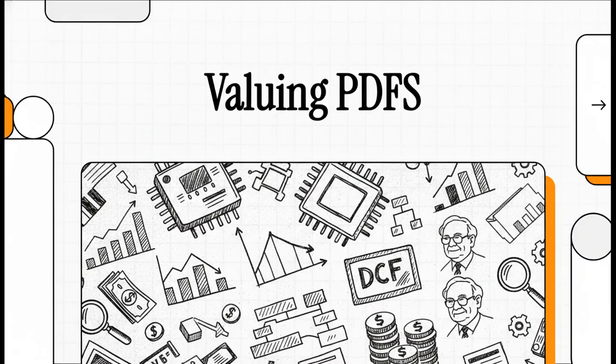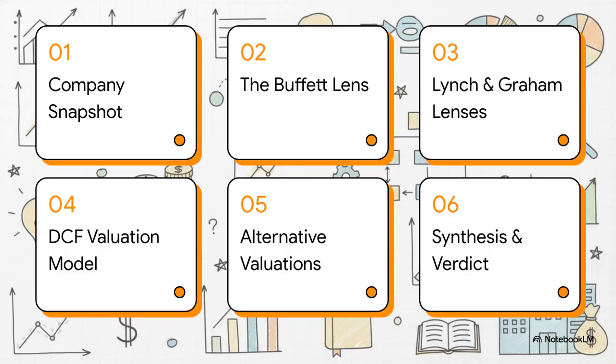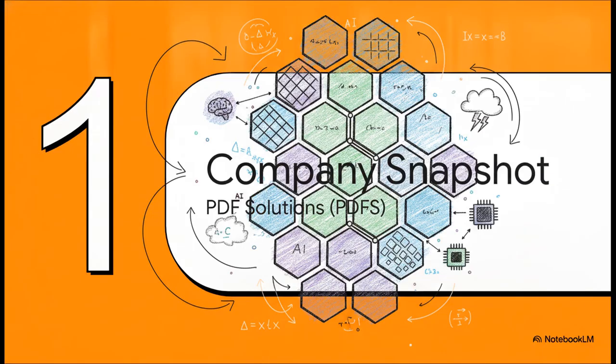Okay, let's dive right into this. All right, here is our roadmap for today. We've got our company snapshot, the Buffett lens, Lynch and Graham, our DCF valuation model, alternative valuations, and finally the synthesis and verdicts. Section 1, Company Snapshot for PDF Solutions.